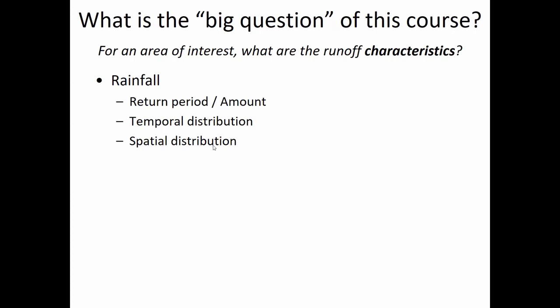So spatial distribution is another way that we want to have all this input data that's going to allow us to answer this question: what does the runoff look like?